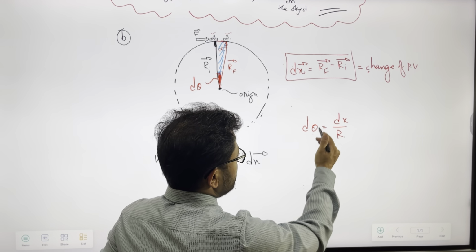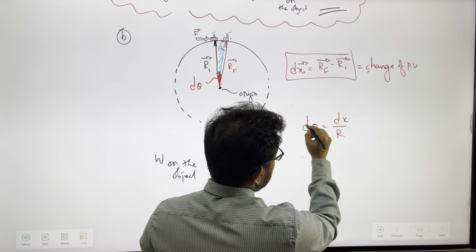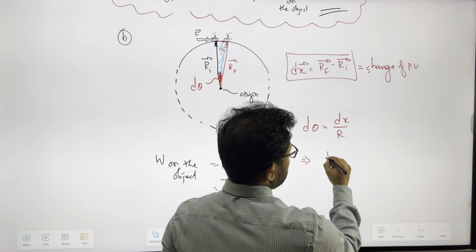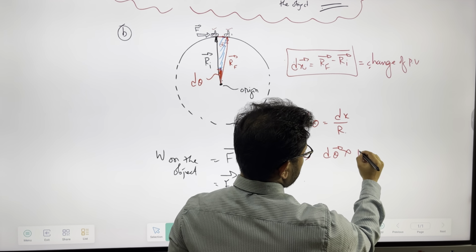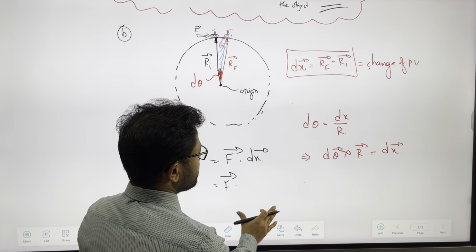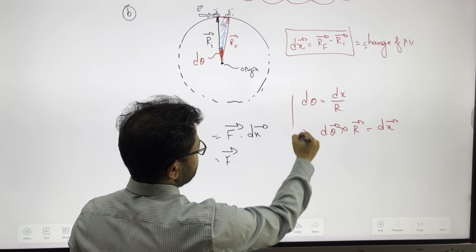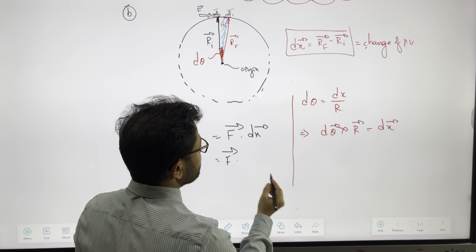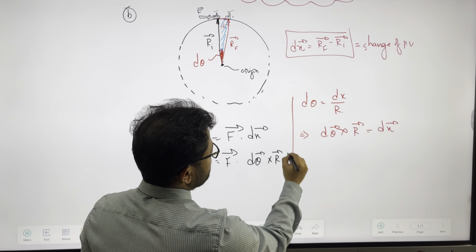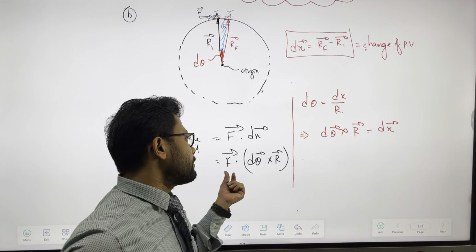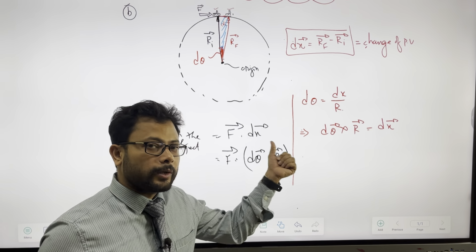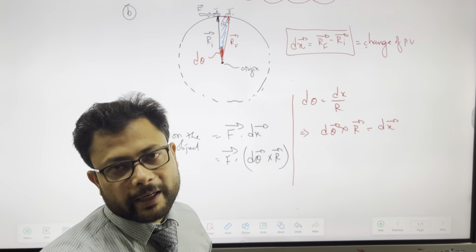If we turn this into vector form, it's going to look like this: d theta vector cross r vector as dx vector. So in place of dx we can write d theta cross r vector. Now we will have a vector quantity, then a dot product, then another vector quantity, because the cross product of two vectors results in another vector quantity.